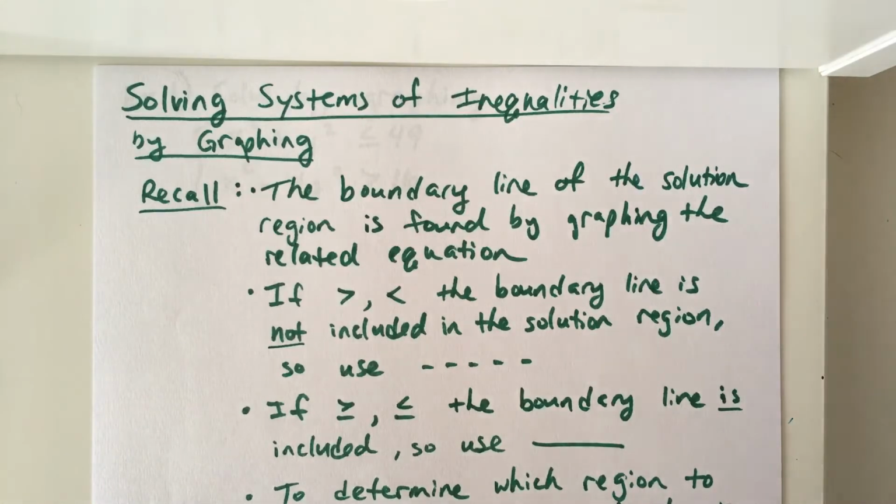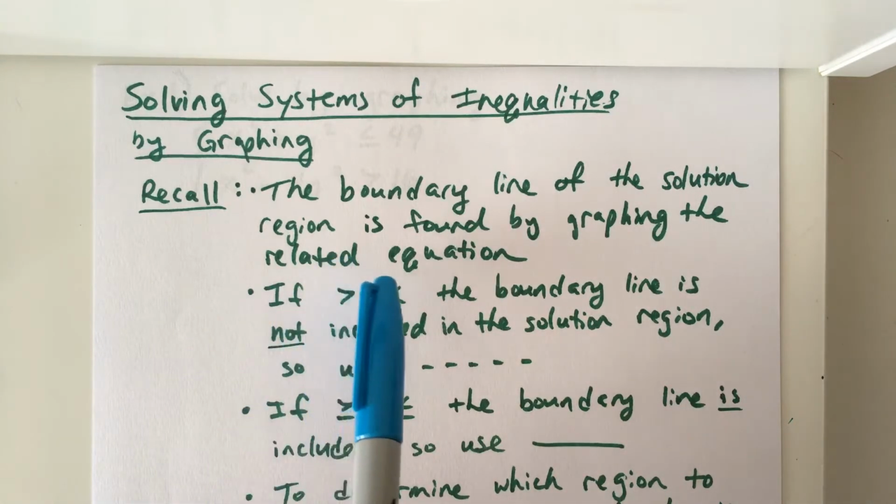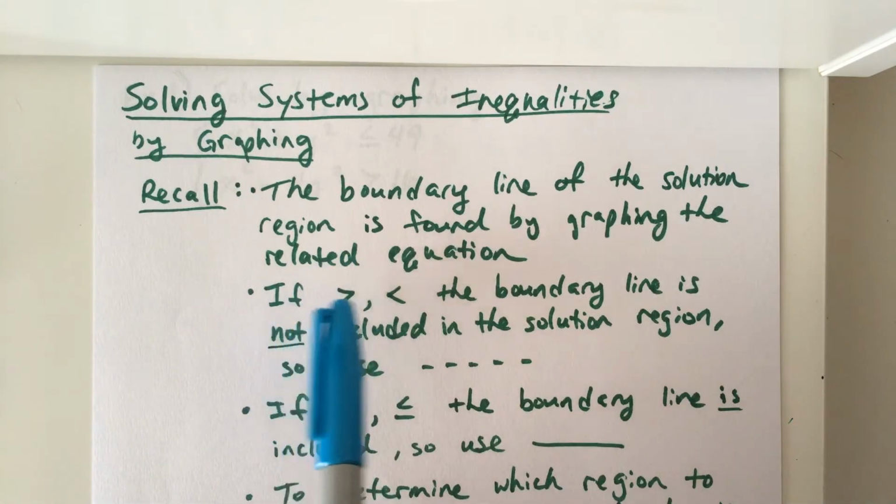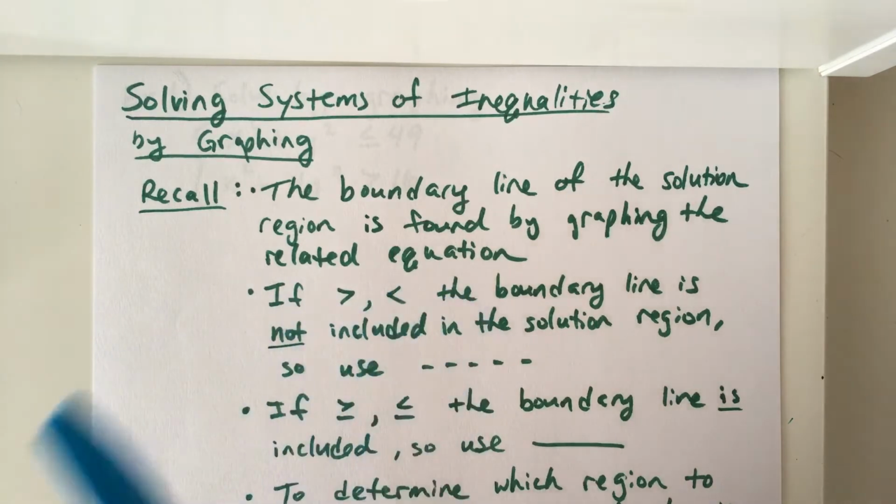Hey everybody, today's lesson is on solving systems of inequalities by graphing. A few things to remember about graphing inequalities that we've covered in previous sections. The boundary line of the solution region is found by graphing the related equations. You can take an inequality and think about changing the less than or greater than symbol to an equal sign and graphing however you would normally graph the related equation.